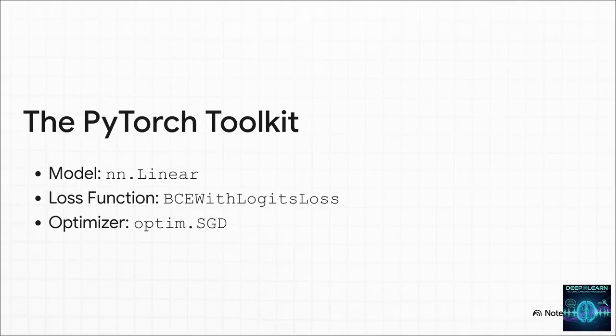See, PyTorch bundles up all these complex concepts into these neat little building blocks. The model is our decision maker, the loss function is the tool we use to measure mistakes, and the optimizer is the engine that actually updates the model. And the best part is, you can easily swap them out to try different approaches.